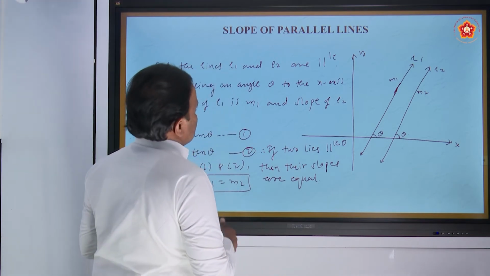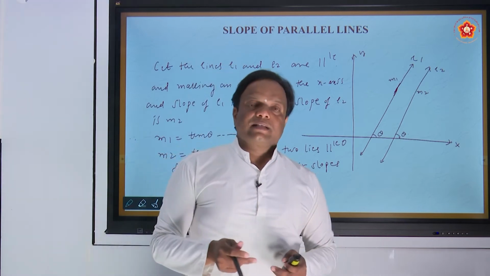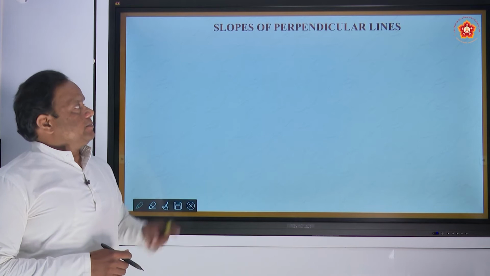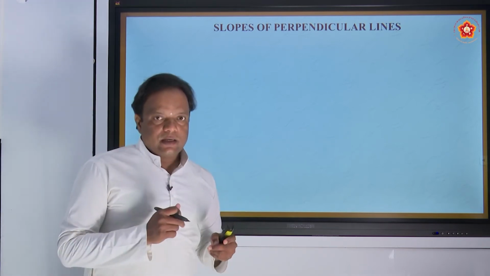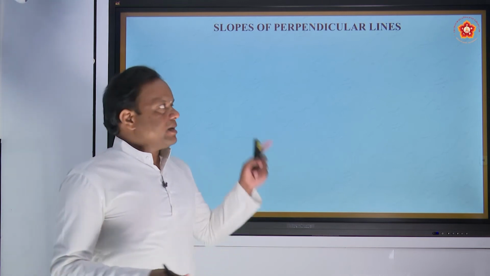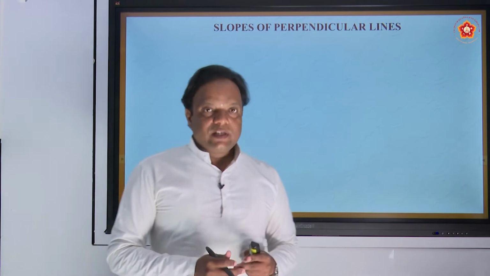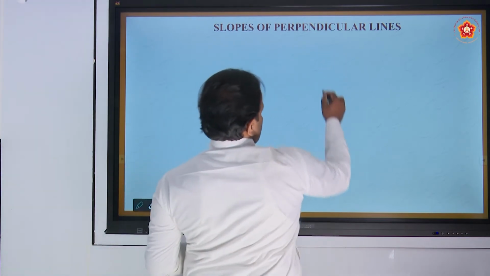Let us start the next one. The next condition is perpendicularity. What is the condition if two lines are perpendicular? The condition is the slopes of perpendicular lines. Slope of parallel lines is over now. Next is slope of perpendicular lines. If two lines are perpendicular, what is the relation between their slopes? That is the concept. So I draw a figure.